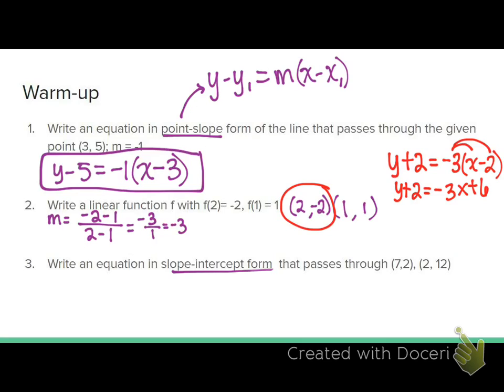After that, what would we do? We will do slope intercept form. We will get y alone by subtracting 2 on both sides. Y equals -3x plus 4.